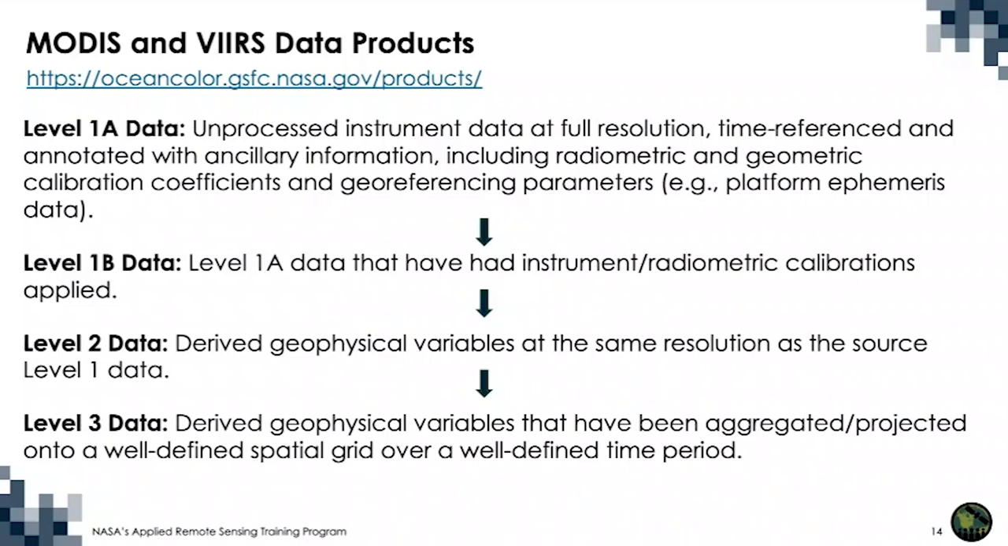Level 3 data are derived geophysical variables that have been aggregated, projected onto a well-defined spatial grid over a well-defined time period. So these are uniformly gridded data. For MODIS and VIIRS data processing, we will use level 1A and 1B data to obtain level 2 data.